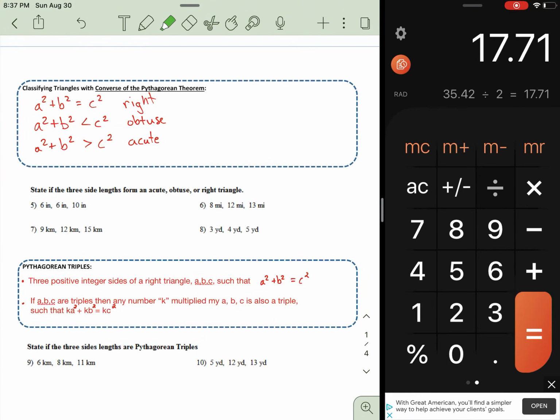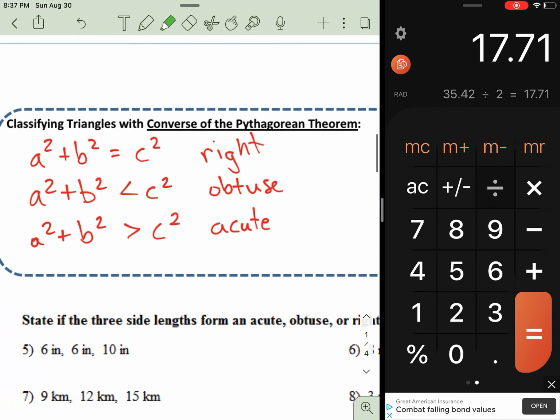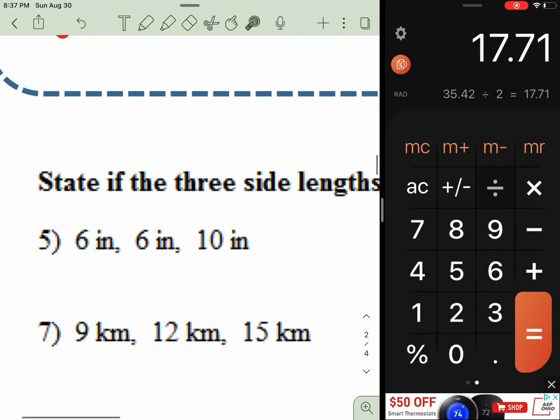How to classify triangles. Not only do we have right triangles, but we also have obtuse and acute triangles. The biggest way to figure them out is by doing the formulas that you see here. We can do the Pythagorean theorem, a squared plus b squared equals c squared, and the converse, which says a squared plus b squared is less than c squared. So if the number on the right, the hypotenuse squared, is bigger than the sides squared, it's obtuse. If the hypotenuse is bigger, obtuse. If the hypotenuse is smaller, acute. Okay, so let's check it out here.